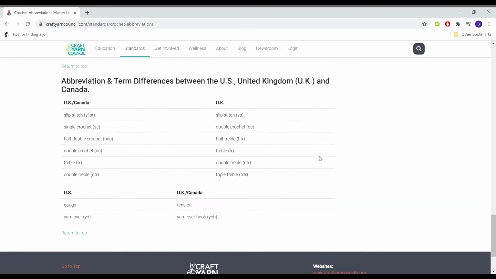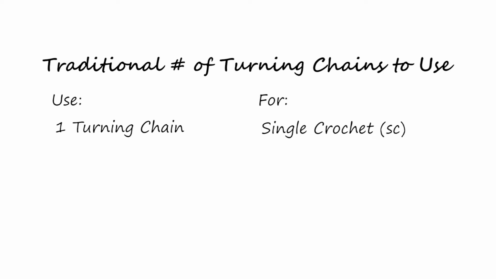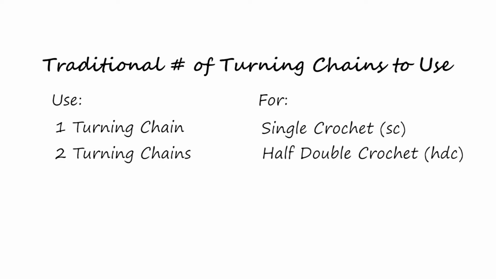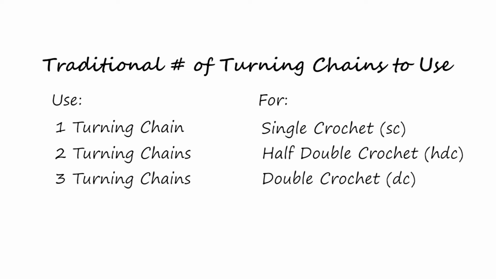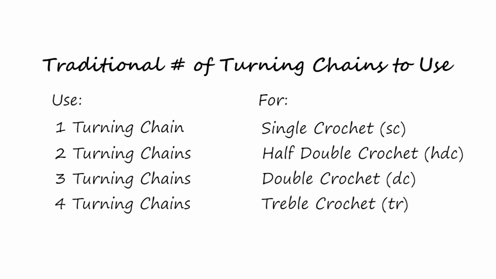so that'll just be in the description box below. So traditionally, how I've seen it, just a general rule of thumb, the number of turning chains for a single crochet is 1, a half double crochet is 2, a double crochet is 3, and a treble crochet requires 4.